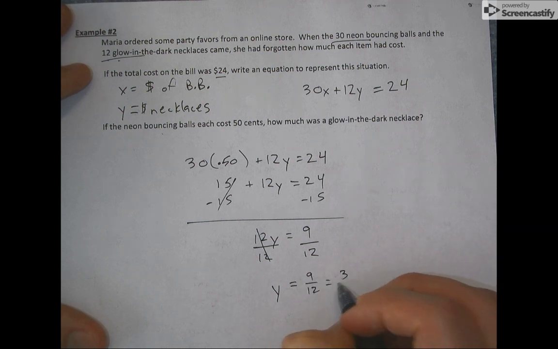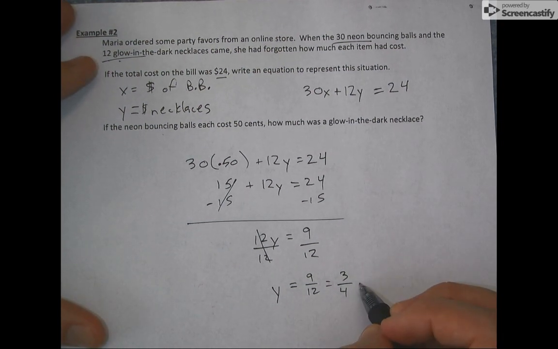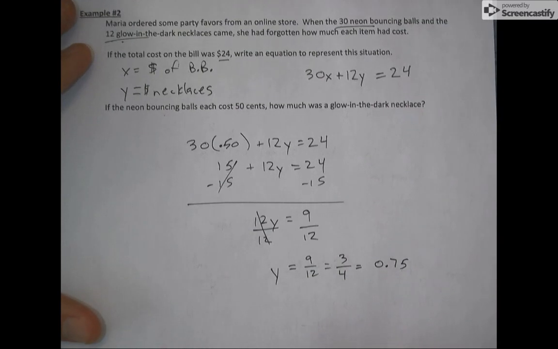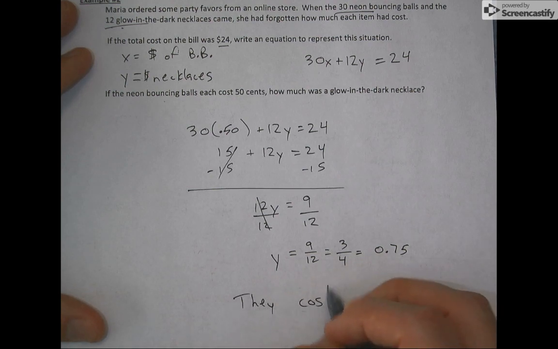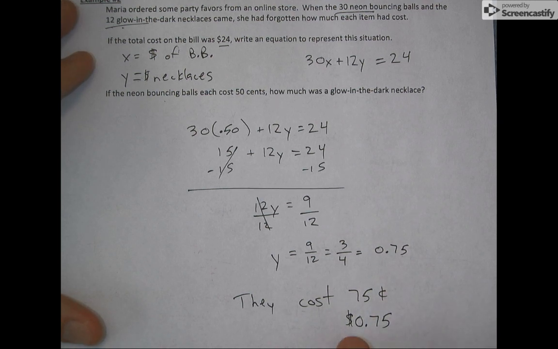Simplify it, 3/4. Now, we're talking about money, so you're not going to say it costs 3/4. Turn it into a decimal. We should know what it is, but if you divide 3 divided by 4, you're going to get 0.75, which would be 75 cents. So they cost 75 cents. Or you could write it as 75 cents like this. But if you write it out like this, you do put the dollar sign and it goes in front. And if you write just 75 cents, it goes at the end.